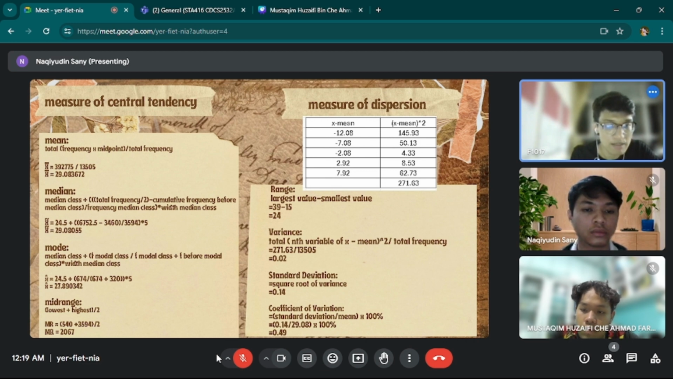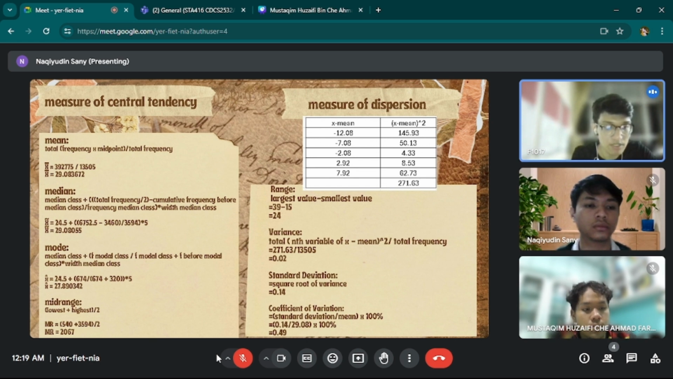The third is mode, which is the modal class plus the modal frequency difference divided by the sum of the differences before and after the modal class, multiplied by the class width. We get 24.5 plus 674 divided by 674 plus 320, multiplied by 5, and we get 27.890342.